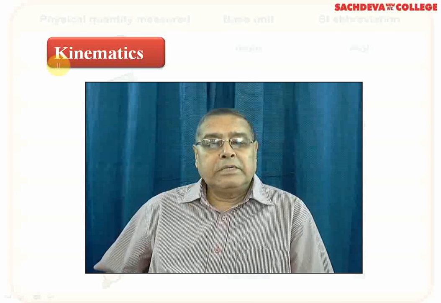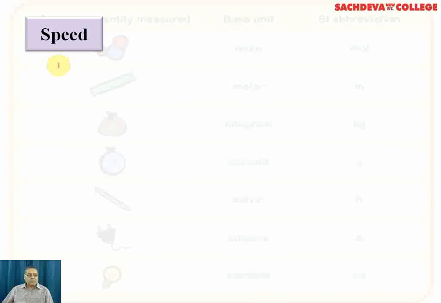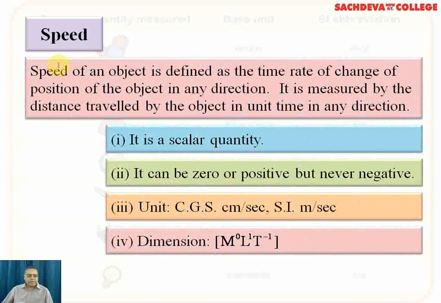Well, now in the next part of the kinematics, we have to go through the concept of speed, then the characterizations of speed. Normally, speed means distance covered per unit time. So, speed is basically a scalar quantity. Speed can be zero or positive, but it should not be negative.